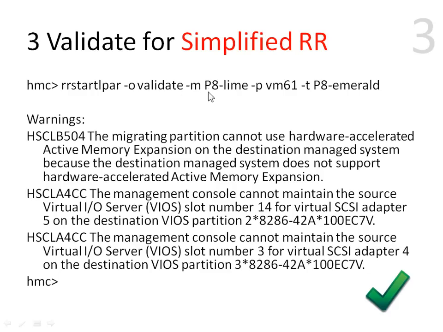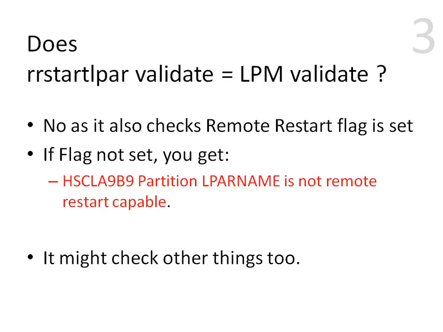So here's my worked example. Here's my source machine, my virtual machine, and my target machine. And oh look, those are the same error messages that we saw before. Yes, it is doing a check just like the live partition mobility, so you don't have to do both of these tests really. The nice thing is that the rrstartlpar command does a live partition mobility validate, but it also does some other things like checking that the remote restart flag is set and that you're in restartable mode. Otherwise it will give you error messages, as you can see down in here. It might check other things, I have no idea, but it's probably worth doing just this one if you're going to do one or the other.